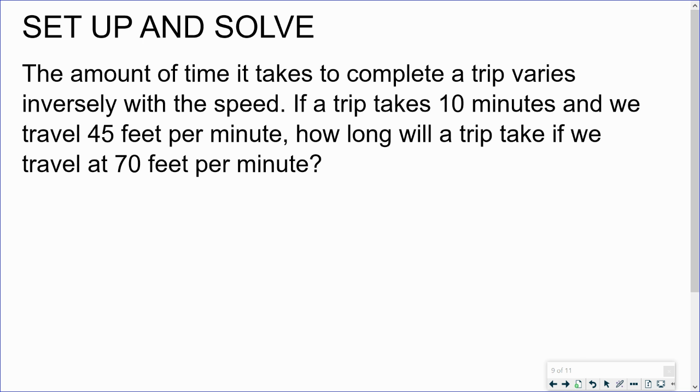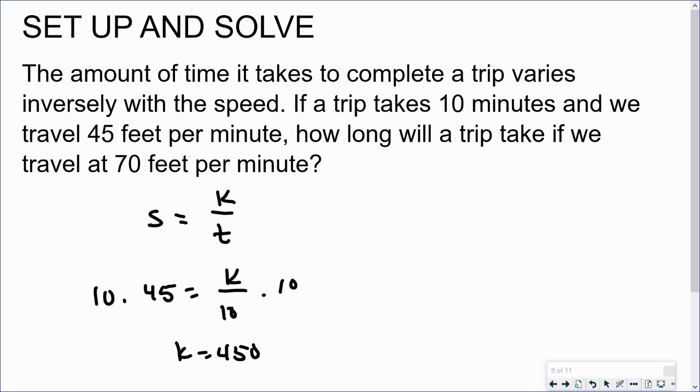Okay, the amount of time it takes to complete a trip varies inversely to the speed. So speed is equal to k over time. If the trip takes 10 minutes and we travel 45 feet per second, I'm going to solve this. So k is 450. So s is equal to 450 over t.